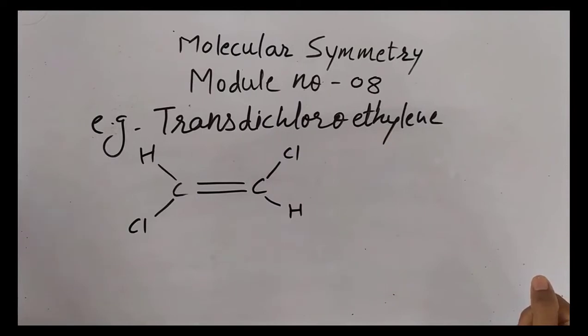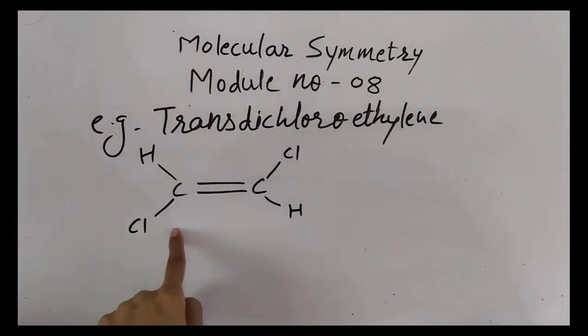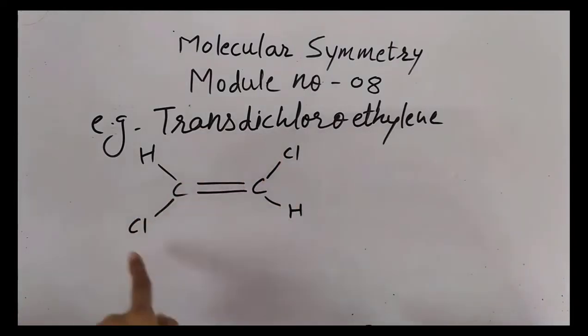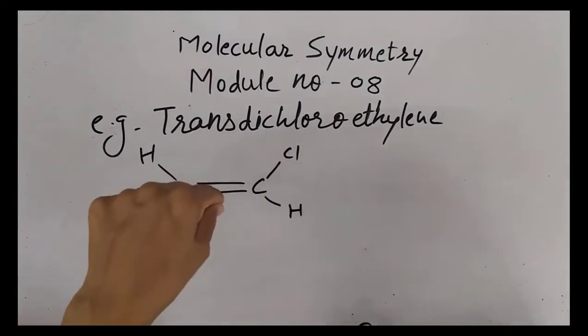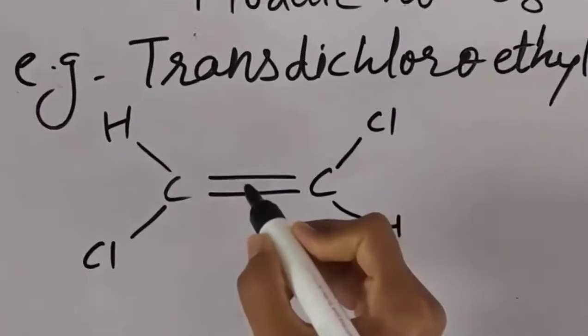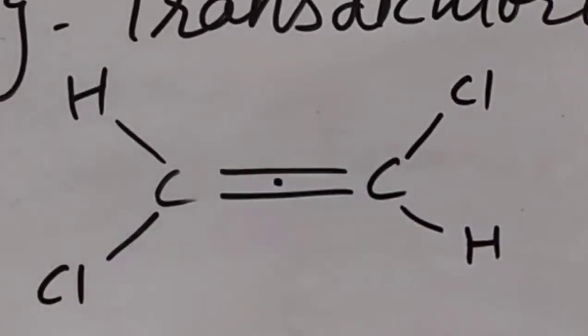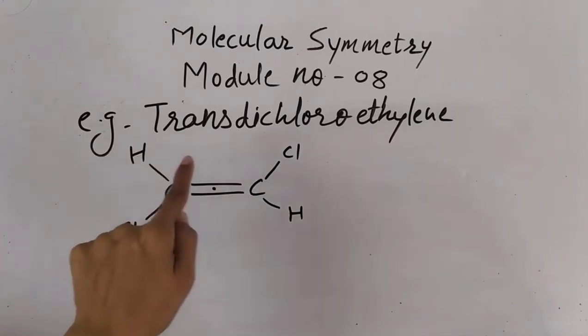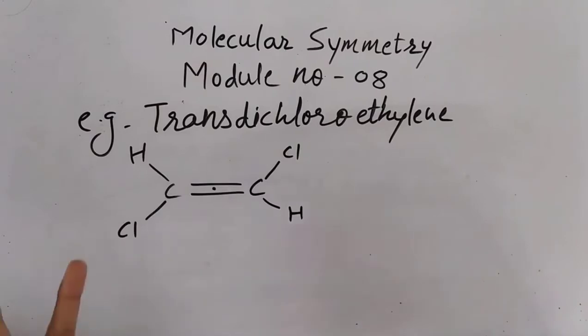Let's take one example so that you can exactly get what is the meaning of center of inversion. This is trans-dichloroethylene. In this molecule, tell me where will be the center of gravity for this molecule, or the center? It must be here. At this point you can say it is the center of gravity for this molecule. According to the definition, what do we have to do? We have to choose any one atom. Suppose I am taking this chlorine atom. It doesn't matter, you can take this hydrogen or this chlorine, you can take any atom. Suppose I am choosing this chlorine.